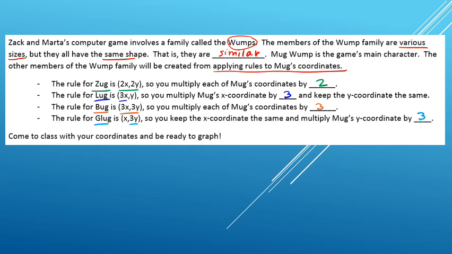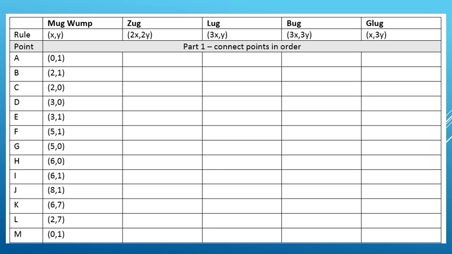So now we're going to go through how to do the coordinates. Again, it's really important that you come to class with coordinates ready to graph. So now we're going to start creating the coordinates, and this is going to take a little bit of work. Basically, you need to know that all of Mugwump's coordinates are the ones that you use and apply the rules to. So you're going to be referring back to this column a lot.